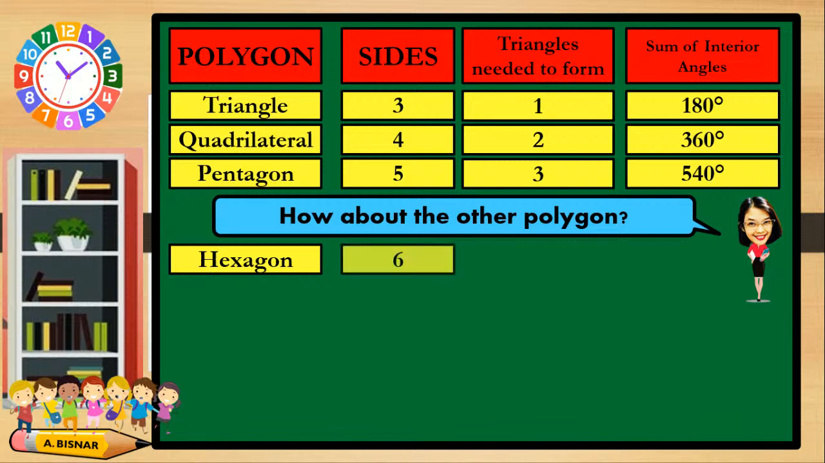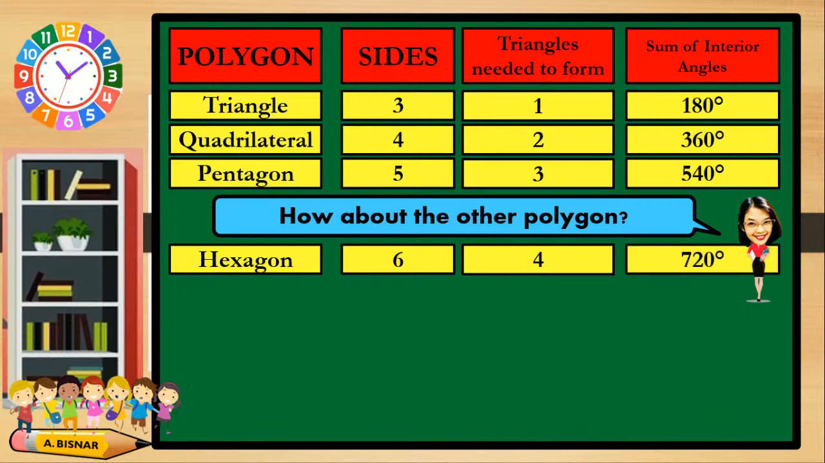Hexagon has 6 sides. And the triangles needed to form a hexagon is 4. So, the sum of the interior angles will be 720. So, your answer is correct.